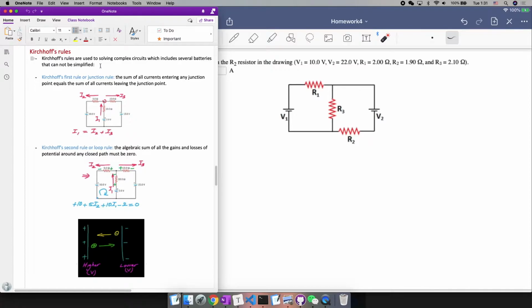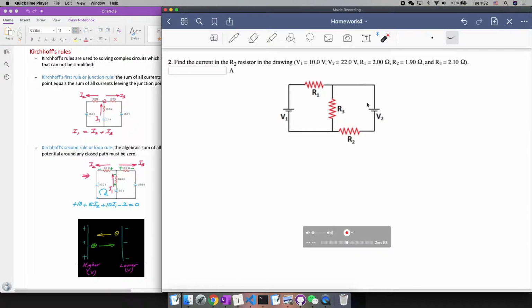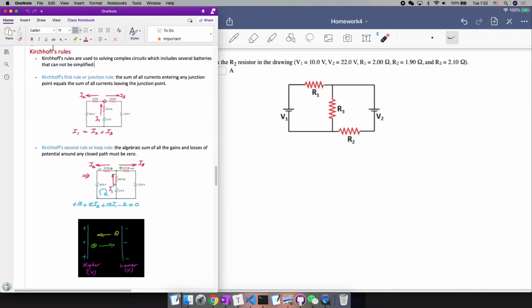For this rule, the rule is used to solve complex circuits which include several batteries that cannot be simplified, which is exactly this one. It has two batteries, so we cannot simplify it. So we have to use this rule. Also, this question is 100% gonna show up on your exam, so please make sure you know how to solve this problem.